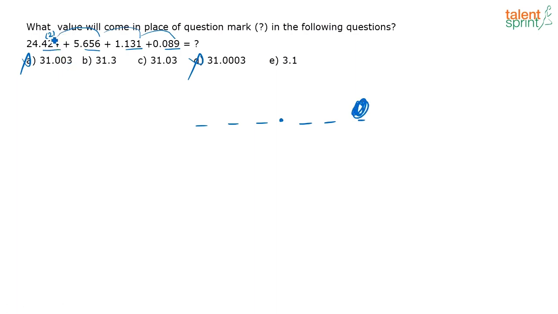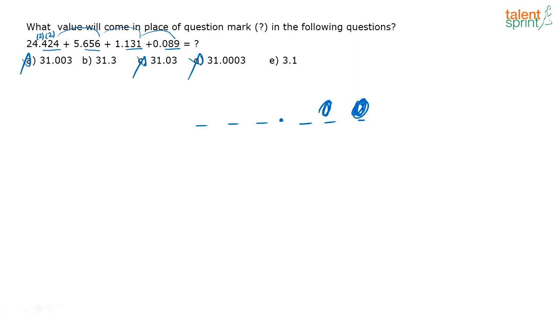Now let's look at the next term. 2 plus 2 is 4, 4 plus 5 is 9, 9 plus 3 is 12, 12 plus 8 again 20. So this term is also going to be 0. You have a 2 carryover in the next step. So again you can eliminate this option also. You are actually left with 2 options.